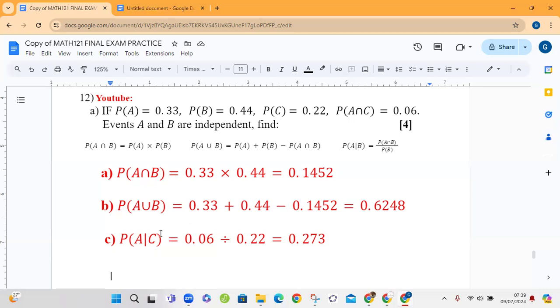And part C, P of A given C. For this symbol, you can say given, you can say if, you can say after. P of A if C, or P of A after C, is the intersection of P of A and C, here it is, 0.06, divided by P of C, because C is the condition, which is 0.22, to give us a value of 0.273.